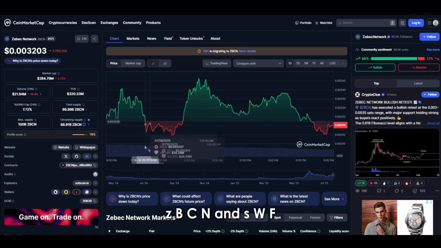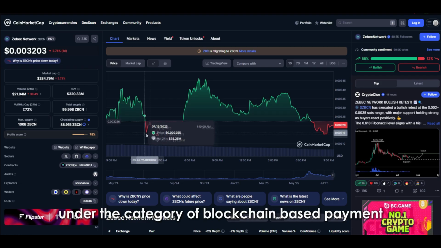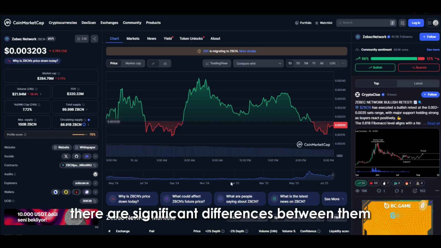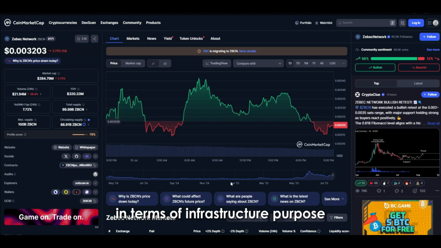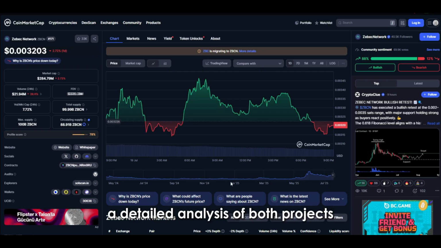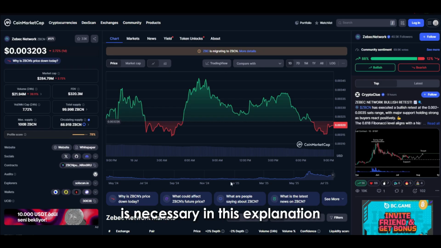Zbcn and SwftC are two different projects that can be evaluated under the category of blockchain-based payment solutions. However, even though they fall under a similar category, there are significant differences between them in terms of infrastructure, purpose, use case, community structure, roadmap, partnerships, technical depth, and vision. To fully understand these differences, a detailed analysis of both projects from both technical and ecosystem perspectives is necessary.